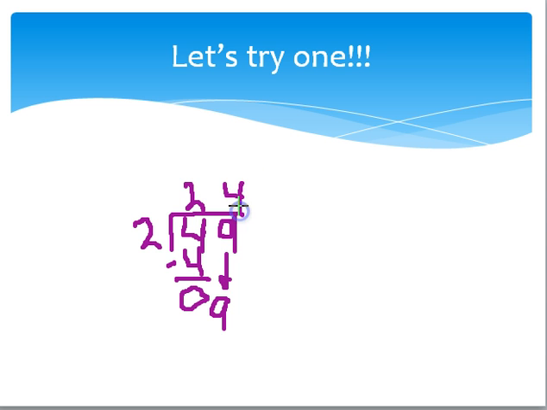And your next step is multiplying 2 and 4, which equals 8. And then you subtract. You get 1. But there's nothing left to bring down, so what do you do with the 1? The 1 is the remainder. 49 divided by 2 equals 24, remainder 1.